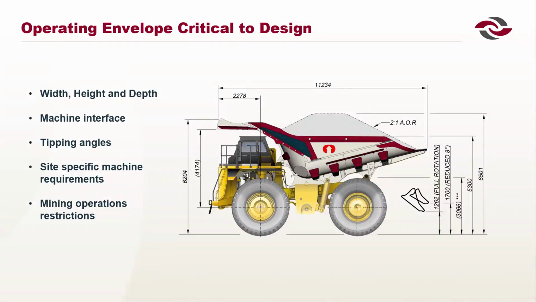Dimensions are another constraint. Width, height, and depth must align with mine conditions. A tray that is too wide may not pass through site clearances. Too tall, it may exceed the height restrictions during transport and even during loading. Tip angles are also critical. If the tray does not tip far enough, material hang-up occurs. If it tips too far, it creates instability. Designing for the right tipping geometry is essential for safe discharge.